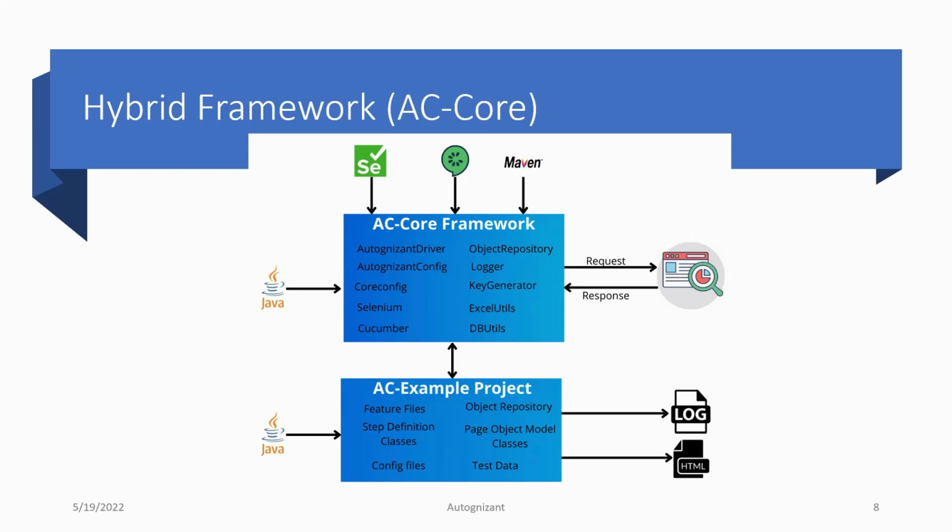So here, how are we solving the limitations of keyword-driven framework and data-driven framework? Here we have created our wrapper class called Autognizant driver. So we don't have to write the entire Selenium code for each Selenium action, right? There are methods available in the Autognizant driver. These methods are just like keywords. So that's how we integrated keyword-driven approach in our framework.